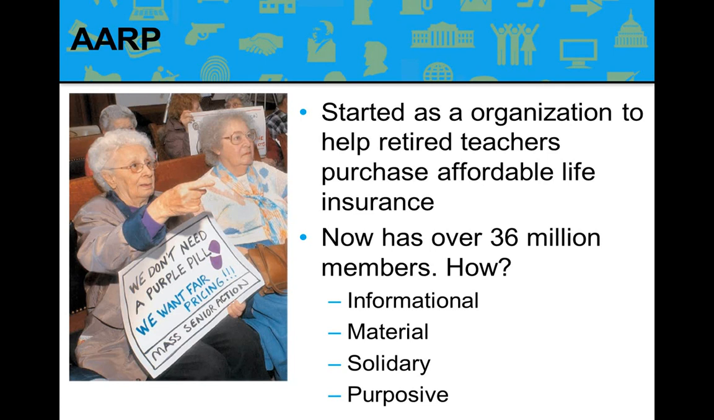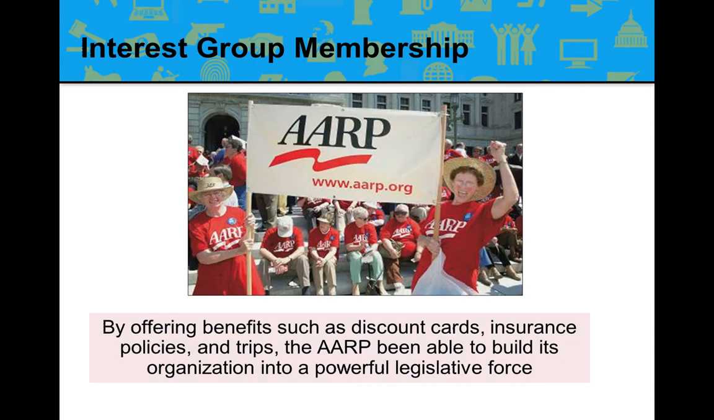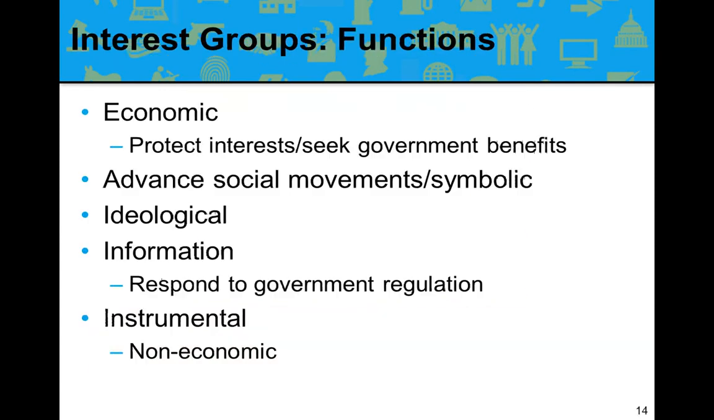The AARP is a very powerful interest group, and they have a lot to say, particularly about the issue of health care that's in front of Congress and the President today. All right. So again, by offering these different benefits, such as discount cards, insurance policies, trips, the AARP is an organization that's very powerful when it comes to lobbying Congress.